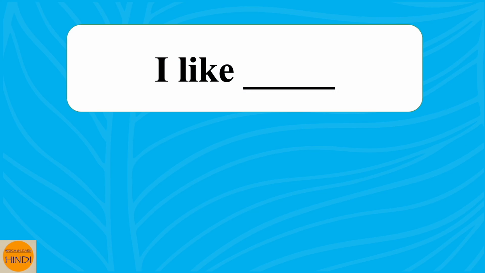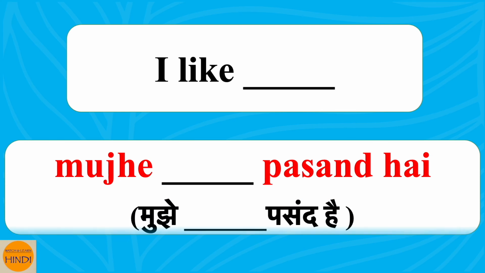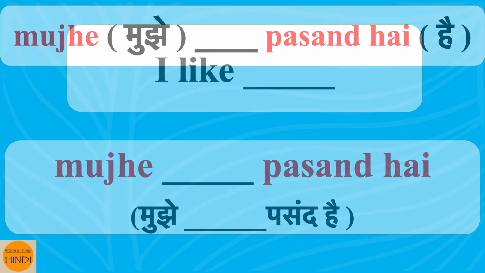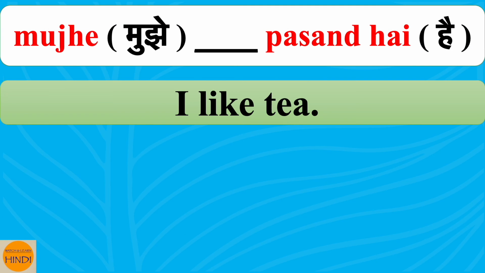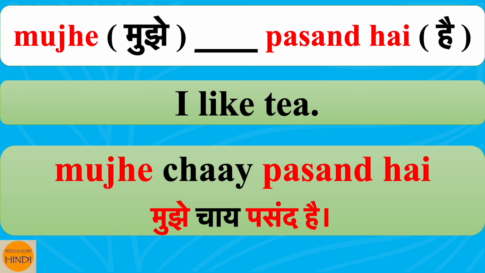And then the last set is I like something. So you will say मुझे, whatever that you like, पसंद है. So if you want to say I like tea, in Hindi you will say मुझे चाय पसंद है, where chai is tea, and so I like tea is मुझे चाय पसंद है.